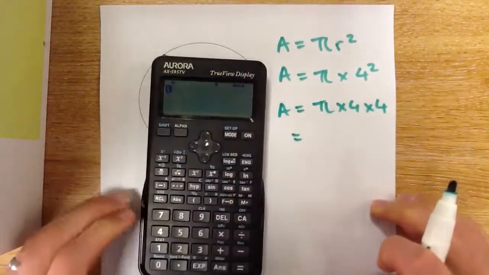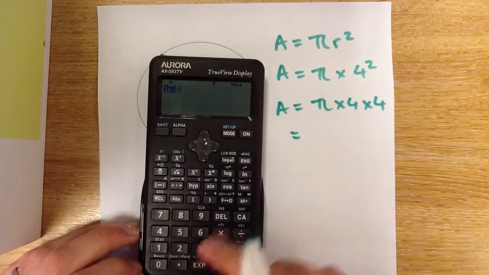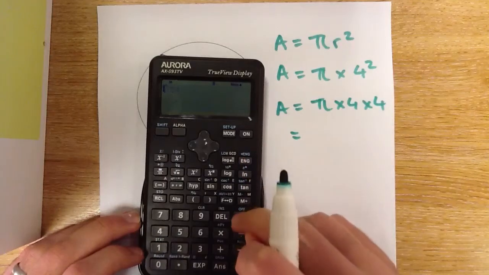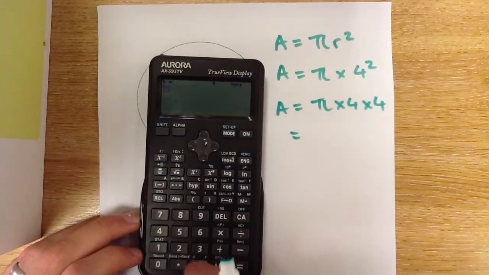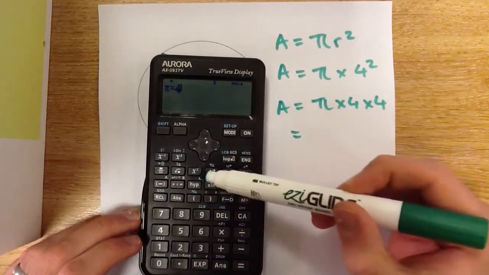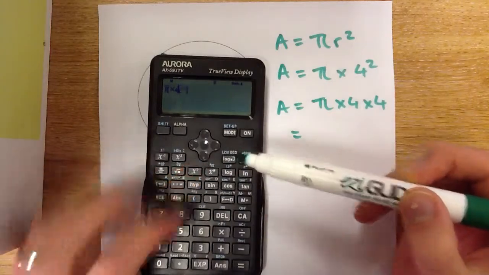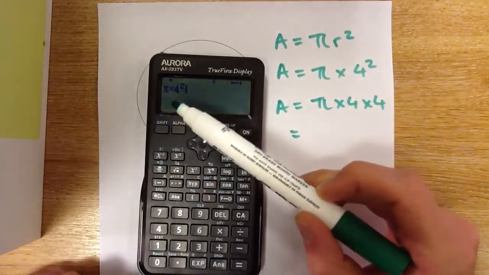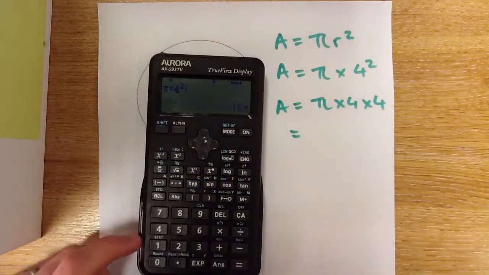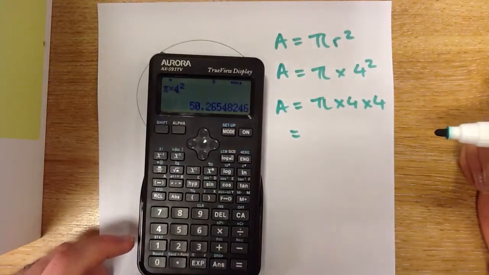On my calculator I can do pi times, just correct that, pi times 4, and then the squared button is this one here, the x squared. So I don't need to put times 4 again, I can just put that in, and you can see on my display now it's pi times 4 squared. Press equals, I get 16 pi, which I can change in that way.